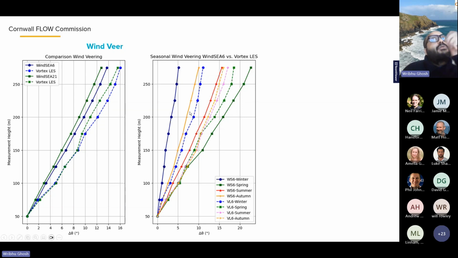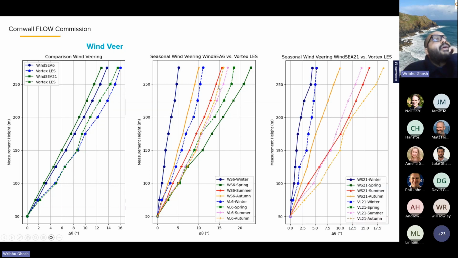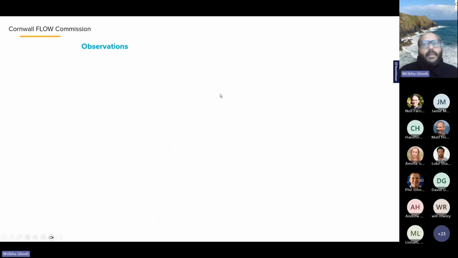So it could be related to the actual wind speed, lower wind speed and less veering. This is the same for WinC21. Unfortunately, since we don't have any spring data, we can't validate this observation, where in spring it is showing the highest wind veering. The measured data is showing higher wind veering than the model. Apart from that, you see they kind of conform to what the observations are.